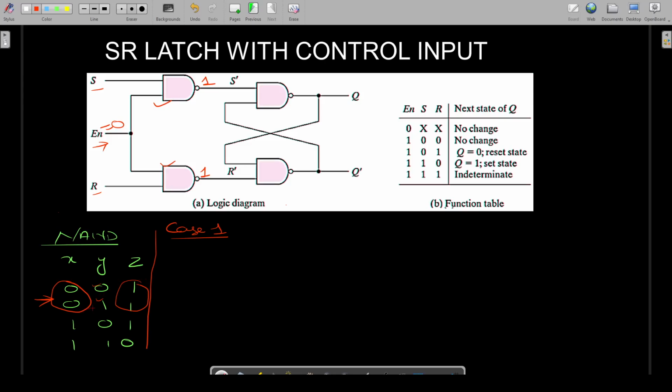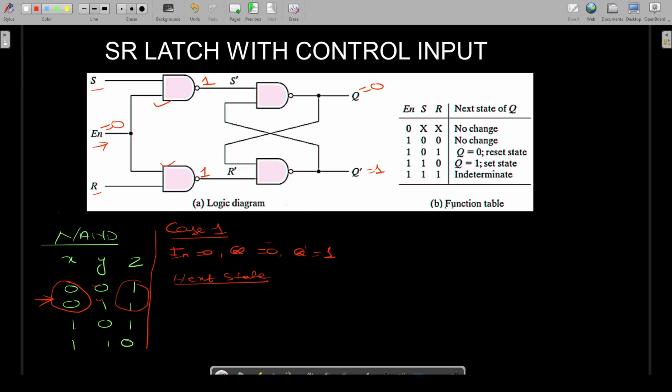Now let us assume that the previous condition of Q is 0 and this value is 1, because it is Q and Q dash, so they will always be in complemented form. So the condition we are taking here is enable pin equal to 0, the previous Q equal to 0, and Q dash equal to 1. With this condition, what will happen in the next state? That is what we are going to see.